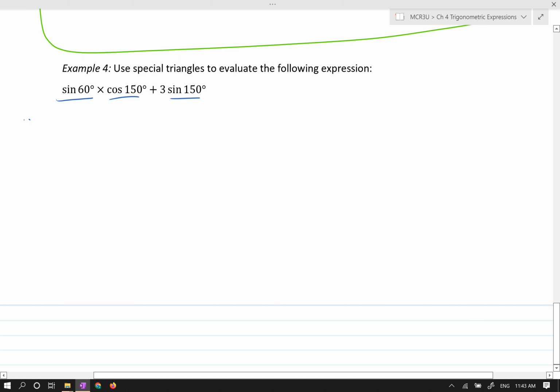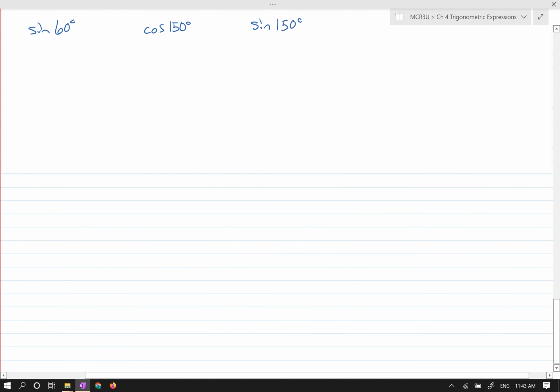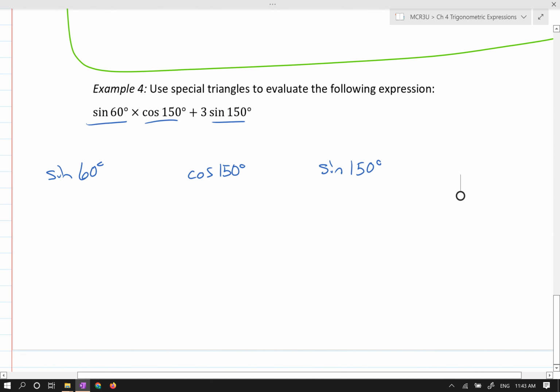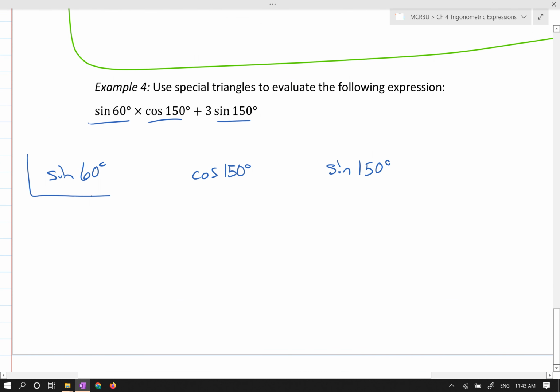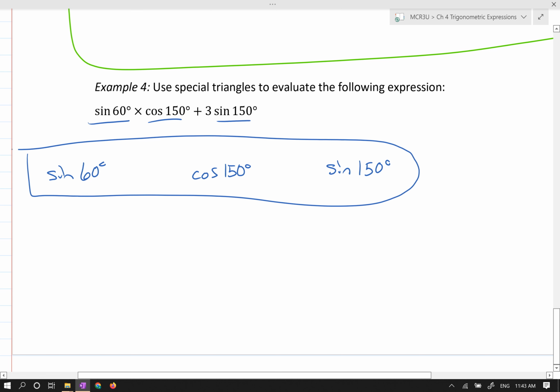You know how to find the sine of 60 degrees. You know how to find the cosine of 150 degrees. You know how to find the sine of 150 degrees. And if you know how to evaluate each of these ratios, then you should be able to substitute in your values. So we'll try out the first one. Actually, you know what? I'll encourage you: pause the video here and evaluate each of these 3 ratios. Once you've found those values, come on back.